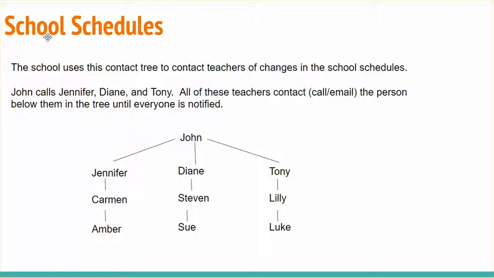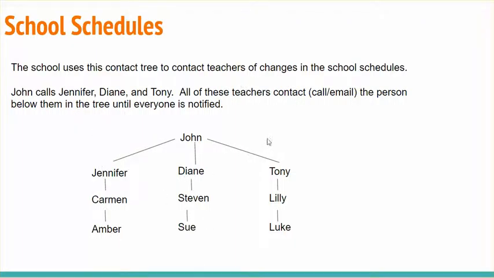So this one's entitled School Schedules. The school uses this contact tree to contact teachers of changes in the school schedules. So let's say we're starting late tomorrow. A teacher will contact another teacher, and that teacher will then continue to contact the rest of the teachers. In this example, John will call Jennifer, Diane, and Tony. All of these teachers call or email the person below them in the tree until everyone is notified.